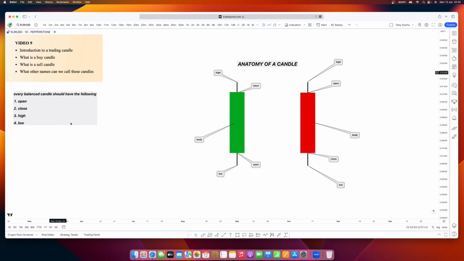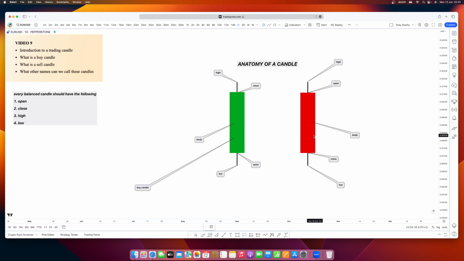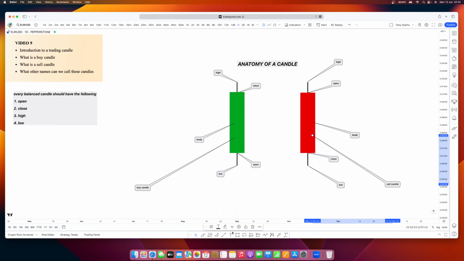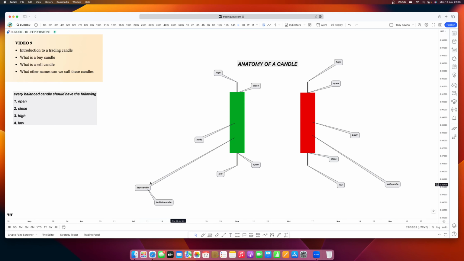In as much as this is a buy candle, we can call this a buy candle, right? And then we can call this a sell candle, right? What other names can we call it? Now we can also call this buy candle a bullish candle. It can also be called a bullish candle, and then this one can be called a bearish candle.